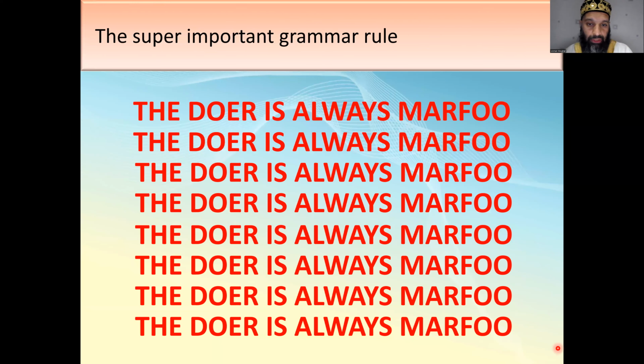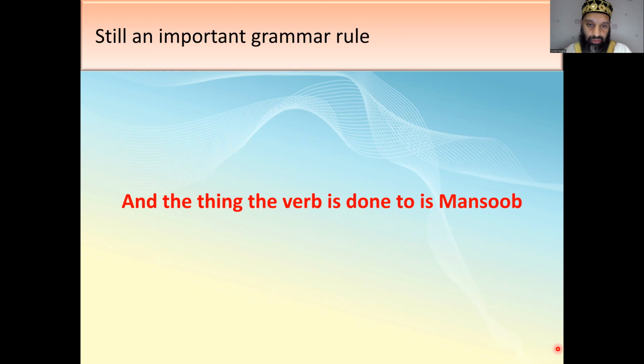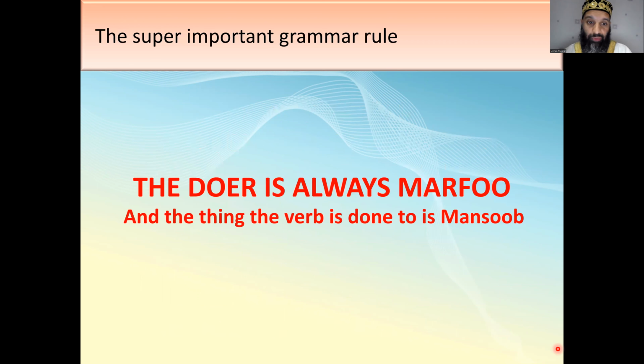So again, it is so important. The doer is always marfu. If you can't get this rule in your head, you will not be able to translate literal verbal sentences. And this is why we learned marfu, mansub, majroor. And that's the second part. So this is the full rule. The doer is always marfu, and the thing that the verb is done to is mansub.